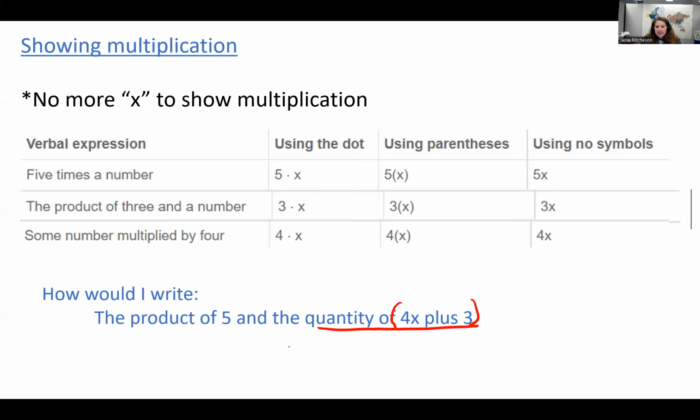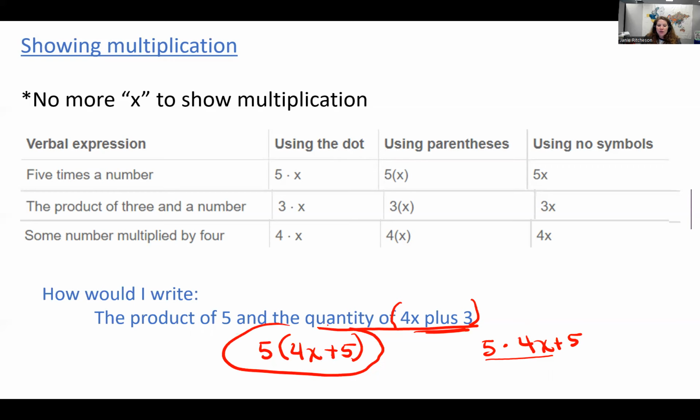So the quantity of 4x plus 3 is this. So basically it's 5 times all of this, and that's the way you write it. If you simply write 5 times 4x plus 3, that is incorrect, because the way it's written, you would only multiply 5 by 4x, not the quantity of 4x plus 3. So this is the correct way to write that.